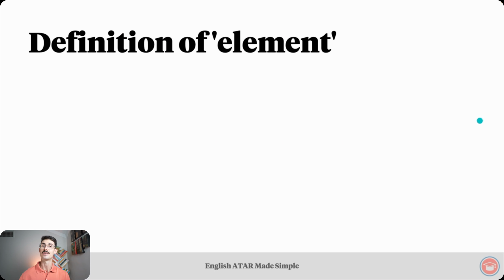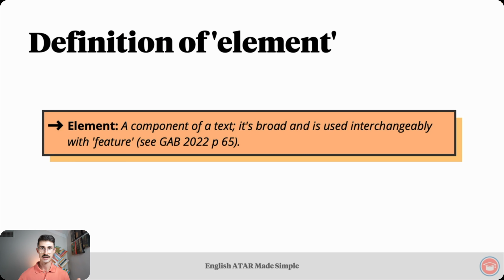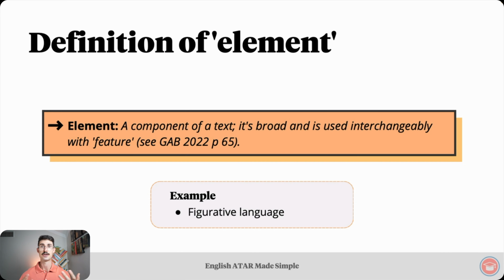How about the definition of element? It is a component of a text. It's broad and it's used interchangeably with a feature, the word that we just looked at. That part about it being used interchangeably is from the 2022 Good Answers book, and you can find that on page 65. Example, just figurative language. Figurative language is an element of a written text. As we see on the slide, it's a component of a written text.